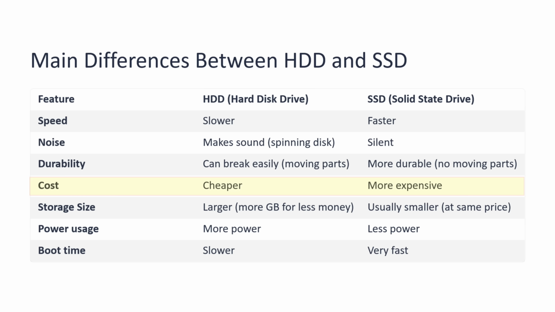In case of cost, HDD is cheaper, SSD is more expensive. In case of storage size, HDD is larger and gives more GB for less money. SSD is usually smaller at the same price. In case of power usage, HDD uses more power, SSD uses less power. In case of boot time, HDD is slower and SSD is very fast.